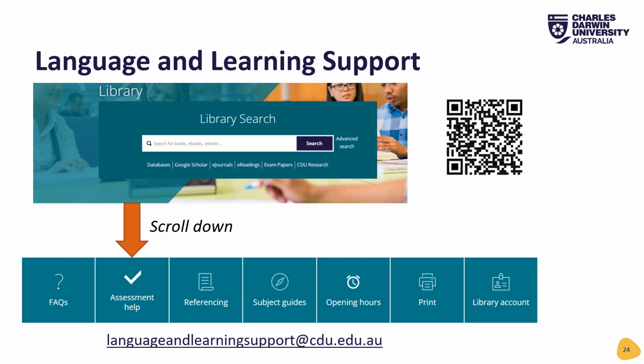And remember, if you get stuck, pay us a visit. Go to the CDU library page and click on Assessment Help, follow the prompts and book an appointment with a language or learning advisor.